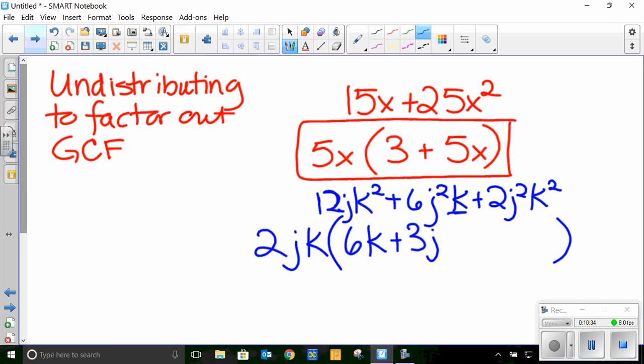Now I'm going to add again. And when I pulled out the 2 here, the 2 is gone. I pulled out one of the j's. There were 2 there. I have 1 left. And I pulled out one of the k's. And so again, there's 1k left. So this is the answer to that one.